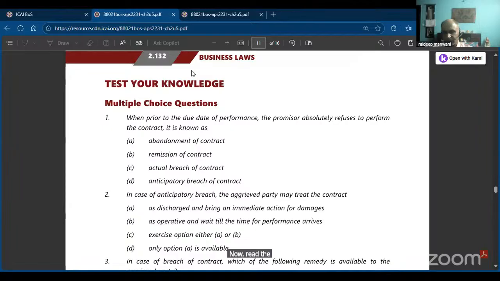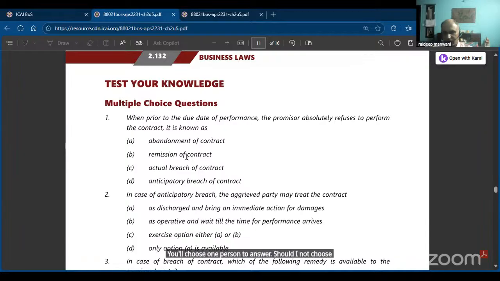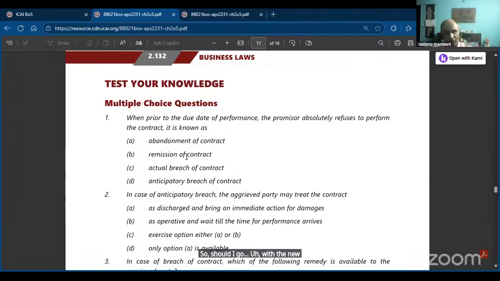Now read the MCQs, multiple choice questions. We'll choose one person to answer. Sana, choose one person, then he or she will know that they have to answer. Anybody you choose, it doesn't matter. Who do you think answers very rarely? Sir, Diksha Hegde. Diksha Giri, are you there? Okay, she'll read the question. Please answer.